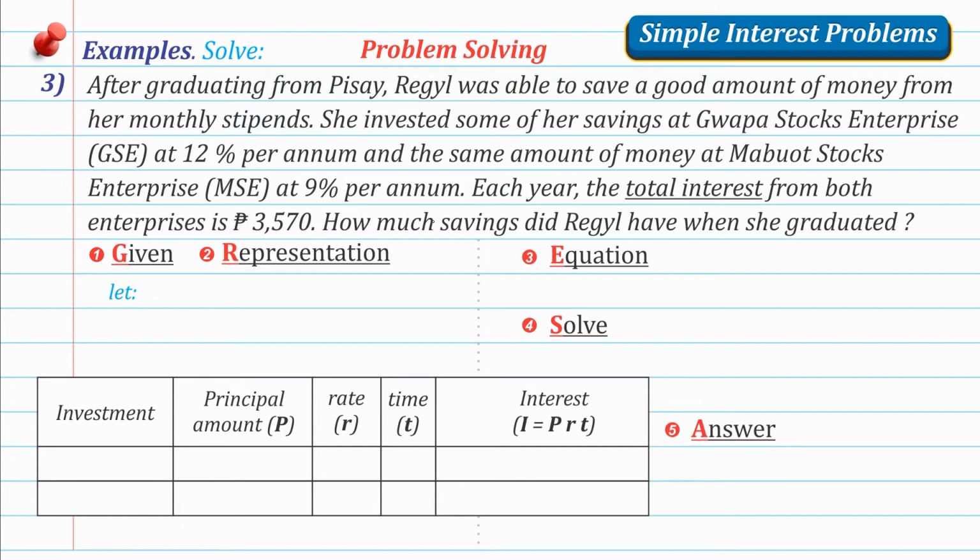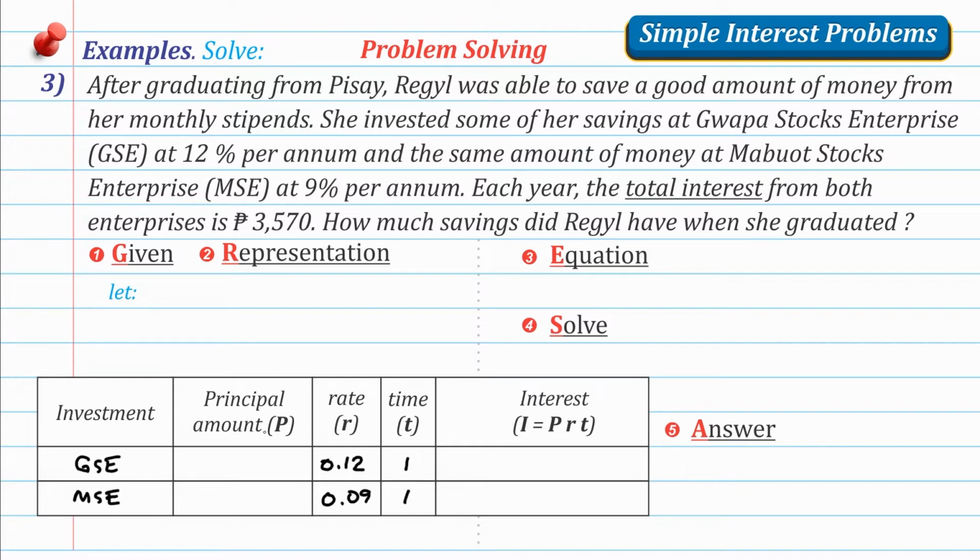Okay, let's solve this problem by using our 5 steps. GRESA: given, representation, equation, solve, and answer. So, let's plug in values first in this table. Investment. Take note, there are two investments here. We have the GSE, let's indicate that, and the MSE. Of course, we know the values kagad pwede nating ipasok. At GSE, we have 12% per annum. So it's 0.12. That should be easy, just be careful. Next, at MSE, which is 9% per annum. So it's 0.09 at MSE. Of course, per annum yan. So the time is both 1 year.